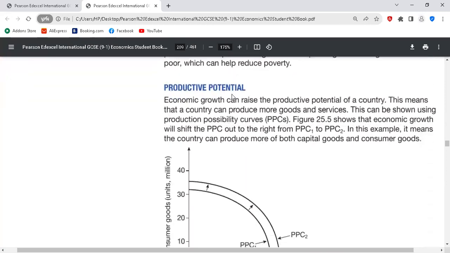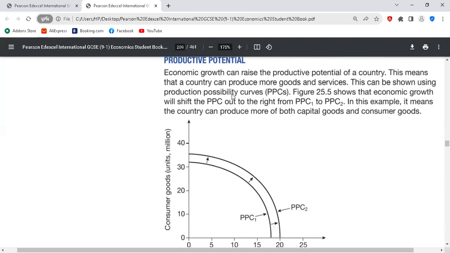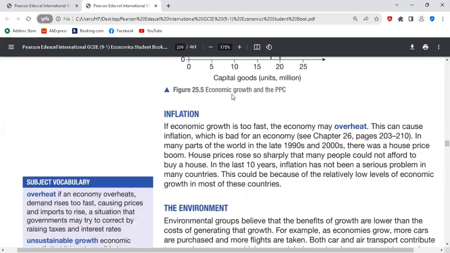Productive potential. Economic growth will bring about increasing productive potential of the economy. That means the PPC curve will shift outward from PPC1 to PPC2. Clear? Inflation. Inflation would rise because aggregate demand in the economy would increase. Is it clear? Do you want me to read or do you understand? No, I understand. It's simple.